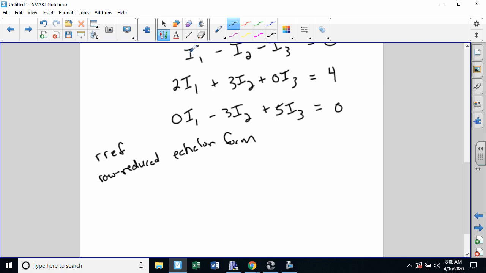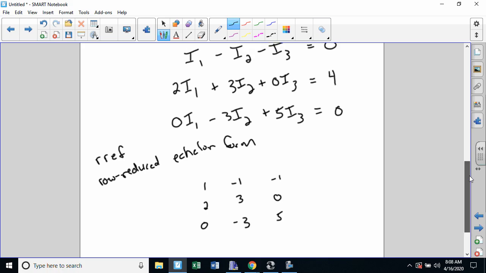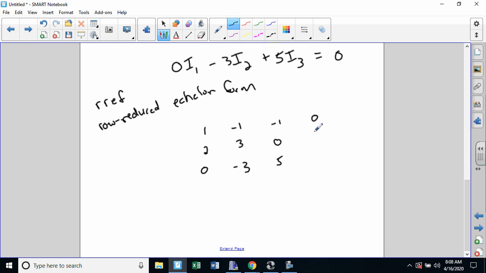So coefficient of I1 is 1, 2, and 0. The coefficients of I2 are -1, +3, and -3. And then the coefficients on I3 are -1, 0, and 5. And lastly, I'm going to put the constant terms, which are 0, 4, and 0. Okay? And I'm going to put them into a matrix, and I'm going to ask the calculator to put this matrix into row reduced echelon form.